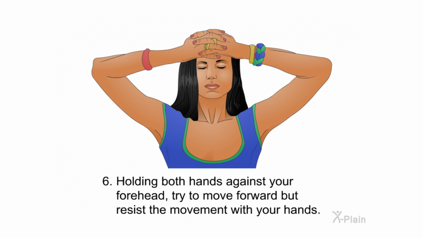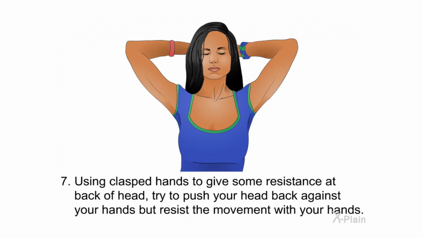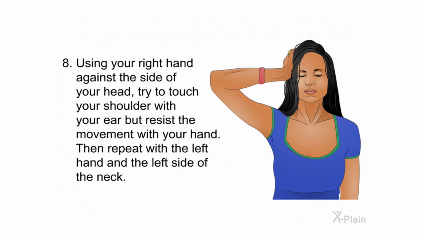6. Holding both hands against your forehead, try to move forward but resist the movement with your hands. 7. Using clasped hands to give some resistance at back of head, try to push your head back against your hands, but resist the movement with your hands. 8. Using your right hand against the side of your head, try to touch your shoulder with your ear, but resist the movement with your hand. Then repeat with the left hand and the left side of the neck.